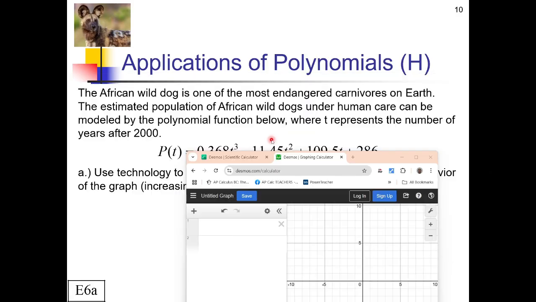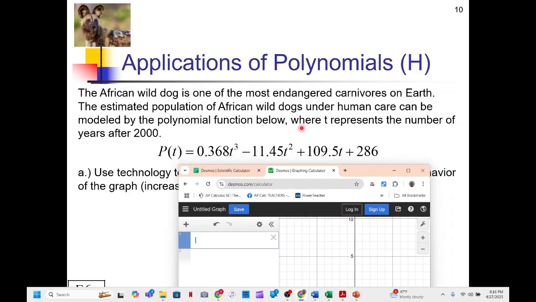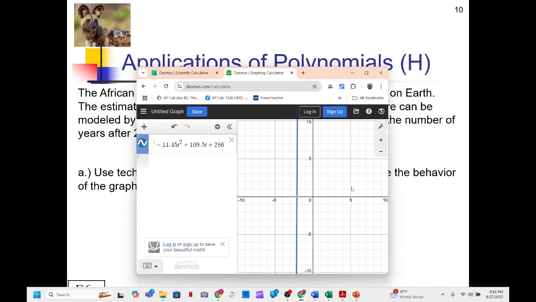Let me go to Desmos here. So I'm going to enter my function in there. We've got p of t equals 0.368t cubed minus 11.45t squared, and then plus 109.5t plus 286. So there's a small piece of my function, but not really enough to see what's going on. Now they said they wanted to model this thing from t equals 1 to 18.